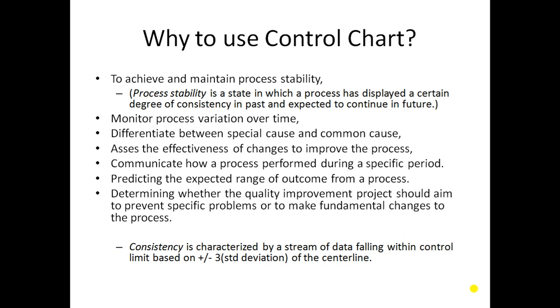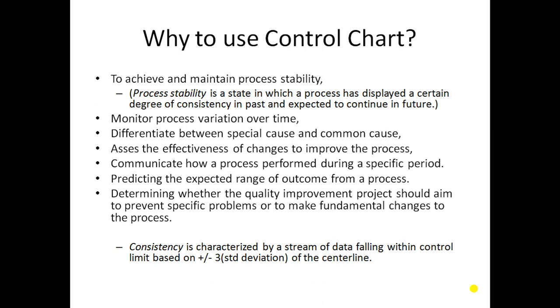Next, monitor the process variation over time. Differentiate between special cause and common causes. Assess the effectiveness of changes to improve the process. Communicate how a process performed during a specified period. Communicating is basically the preparation of a report, so that the quality control persons can tell the higher authority how the process has been moving on, whether any rectification is required or not, or any improvement or modification of the process is required. That is called the process performance during a specified period.